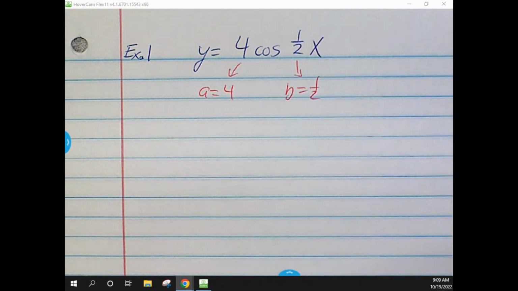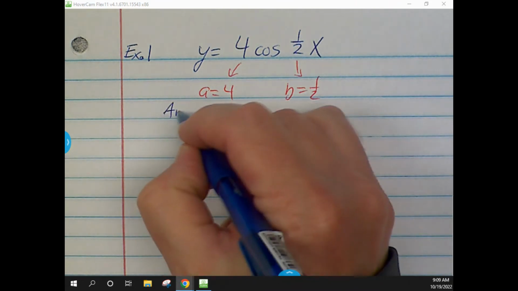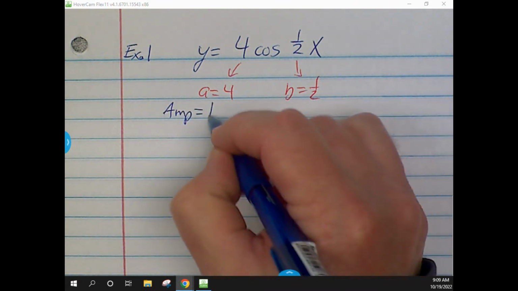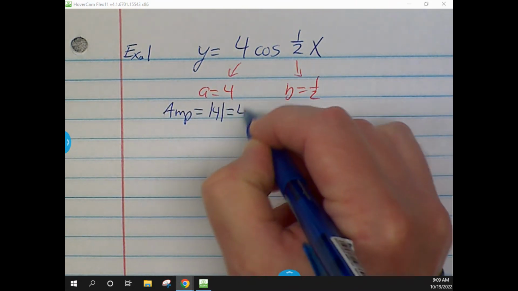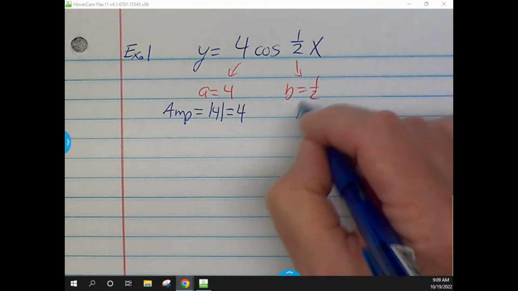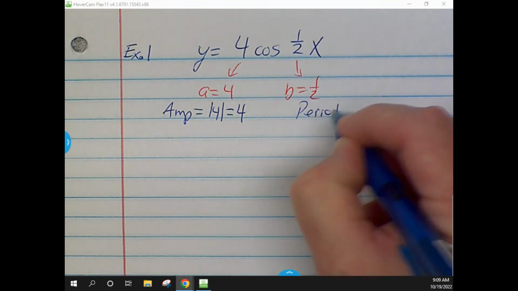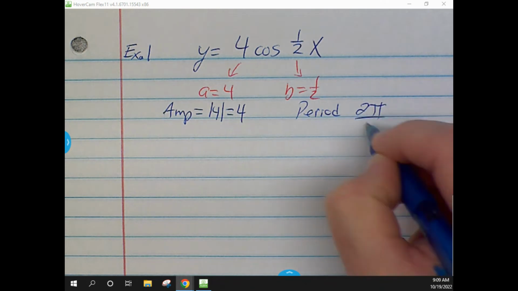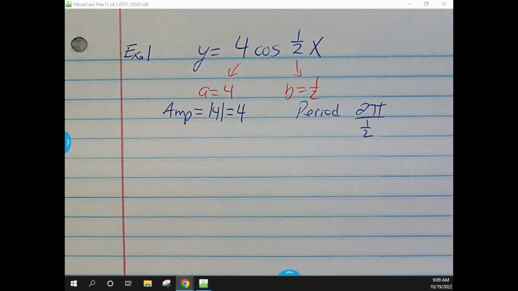Okay, so the A value is 4, B is 1/2, so your amplitude is the absolute value of 4, which is, again, just 4. And for your period, it's 2 pi over 1/2, because it's 2 pi over B.